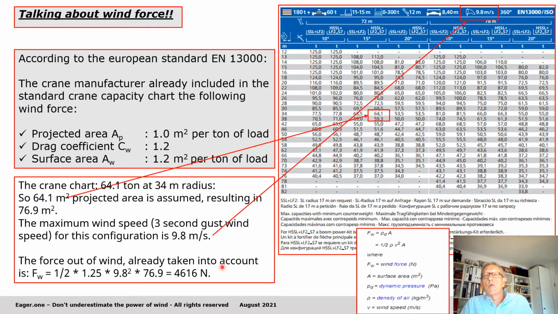But what is also important is that you have to check the surface area or the projected area of your load, whether it's beyond this 76.9 square meter, or that it's well within this 76.9 square meter. If it's beyond, then you really have to recalculate the situation, and you have to reduce the maximum allowable wind speed for this specific lift.